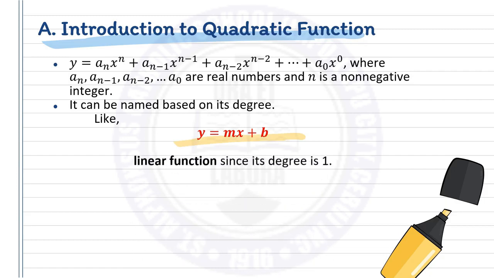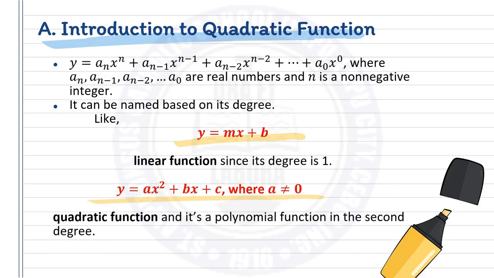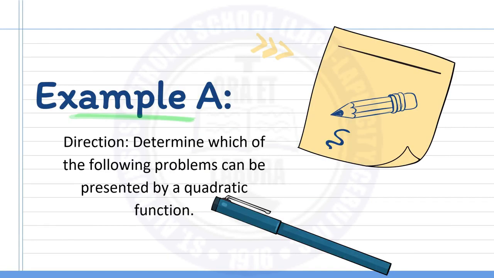This one is an example of a linear function since the degree is 1. Another, y equals ax squared plus bx plus c, where a is not equal to 0. This is an example of a quadratic function, and its polynomial function is on the second degree. Now let's have some examples.